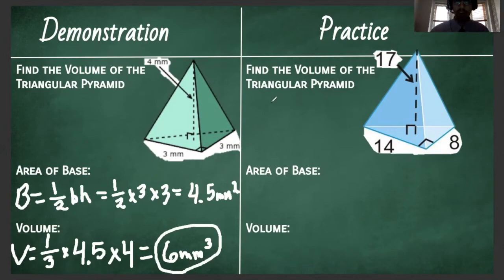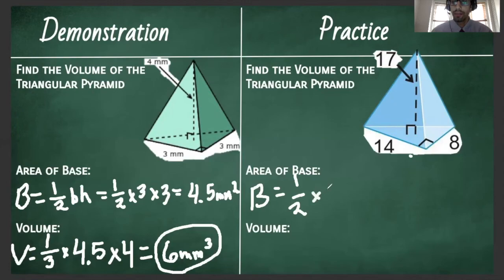For the next problem, I want you guys to go ahead and press pause and solve for the video. As soon as you're done, you can review the solutions on this board, okay? So the area of the base here is just gonna be 1/2 times 14 times 8, right? If I multiply that all out, I will get 56, okay?